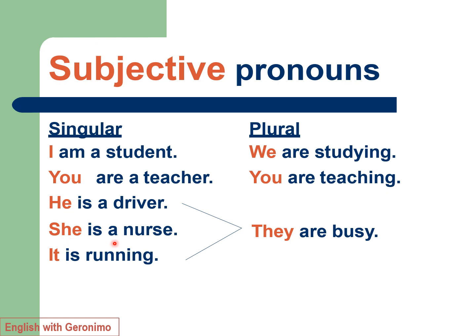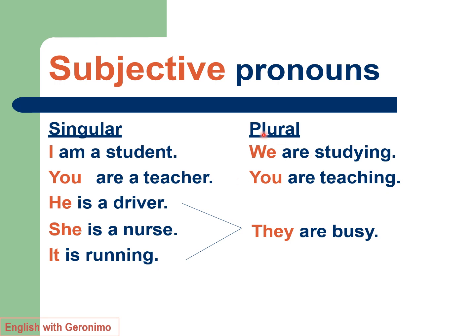Number 4, she is a nurse. Now she also here is a subject in the sentence. That's why it is considered a subjective pronoun. And the last one is, it is running. Now it here is the subject which we are referring to in the sentence.